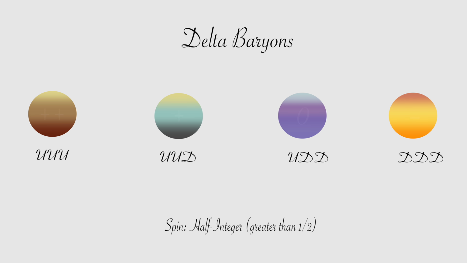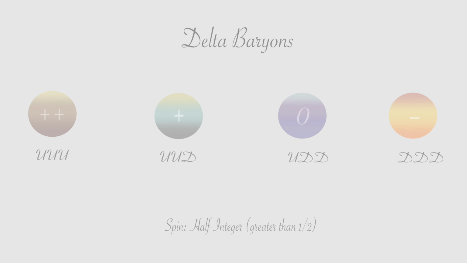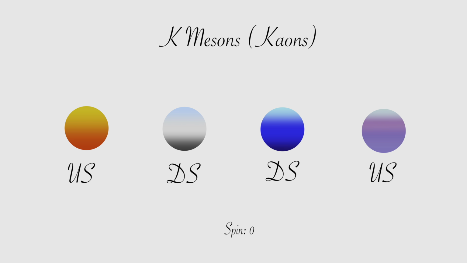Now that we've talked about the difference between the strong force and the residual strong force, let's go back to talking about baryons and mesons. One of the types of baryons is the delta baryon. There are 4 delta baryons, and they're composed of the up and down quarks in their respective arrangements. They have a spin that is half integer and greater than 1/2. One of the types of mesons is the K meson, also known as the kaon. There are 4 kaons, and they're composed of the up, down, and strange quarks, as well as their respective antiparticles. They have a spin of 0.